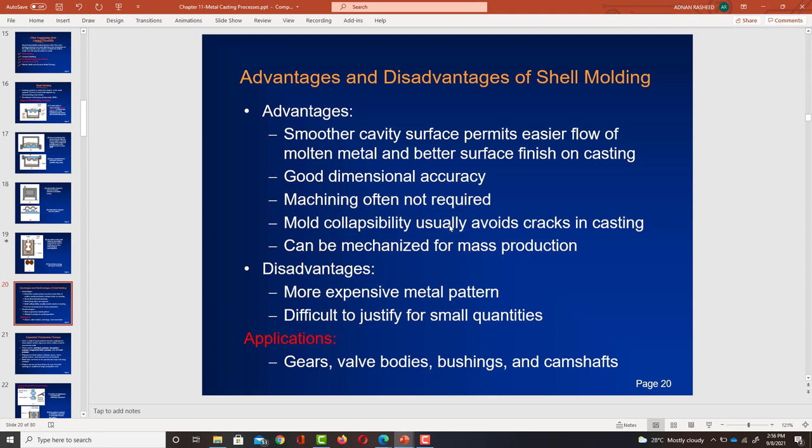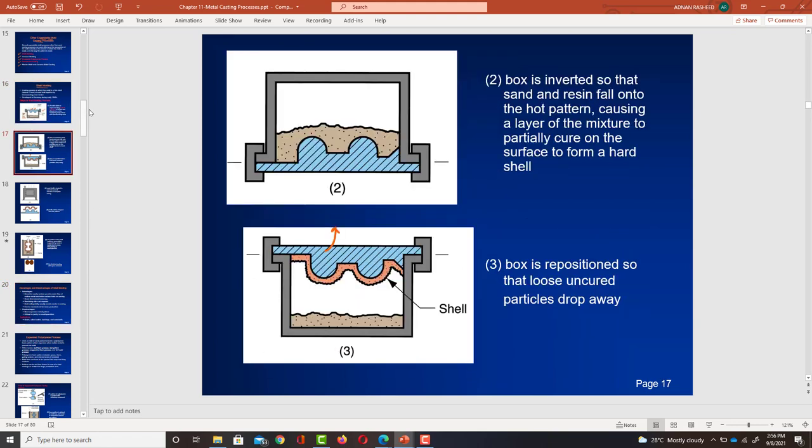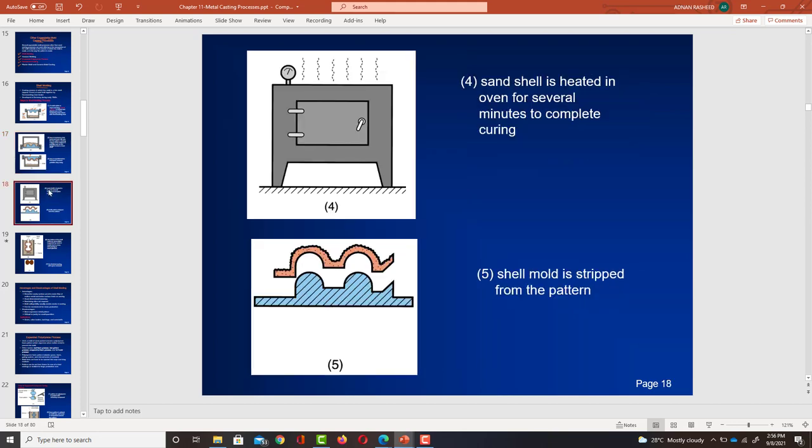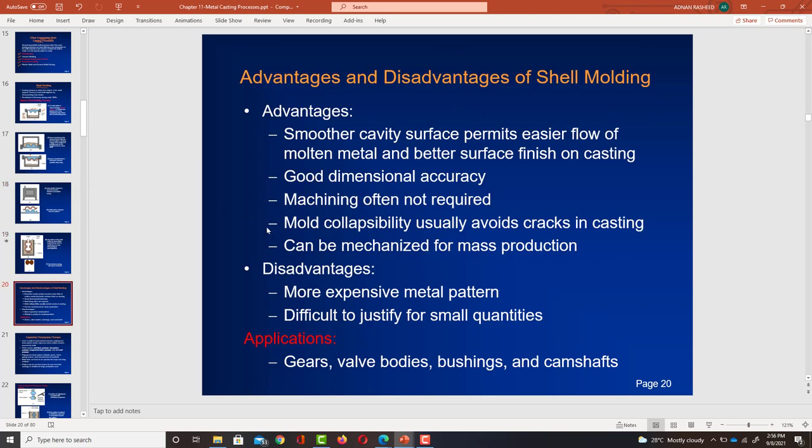In this process, due to collapsibility, because it should not stick with this part, it usually avoids cracks in casting. So casting mein cracks nahi aati. Can be mechanized for mass production. Now the above same procedures can be performed manually, but if you have a large setup, you can automate it as well, or with the help of machines.